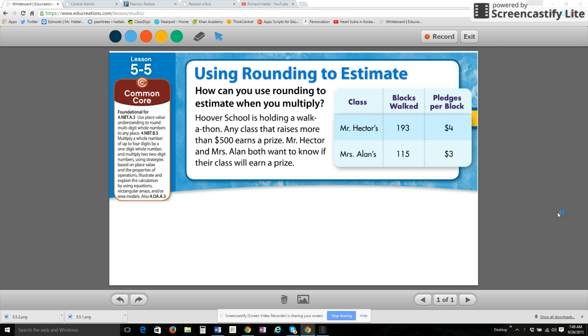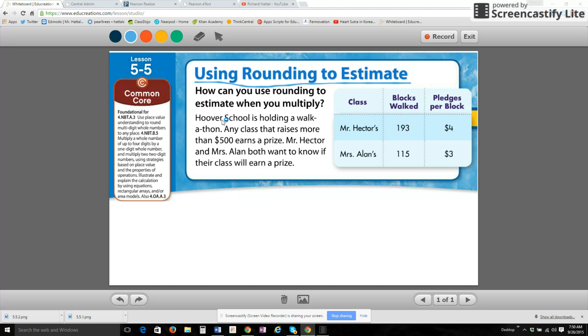All right, this is topic 5.5, and we're going to be using some more skills that we have learned earlier, and this is dealing with rounding to estimate. Now, this is going to be much like we learned in the last topic 5.4, but we're not going to do the compensation portion of it. So what we're going to be doing is rounding our numbers and then multiplying them using the number that we rounded to.